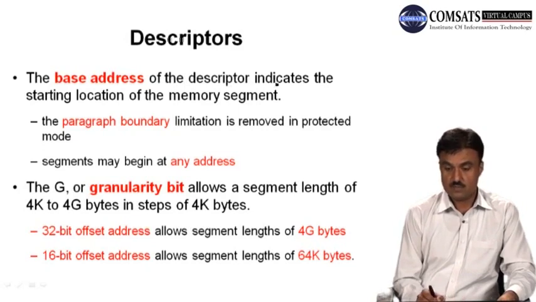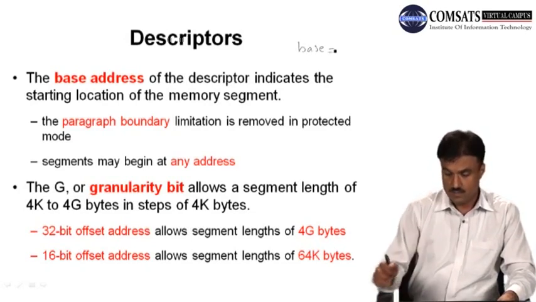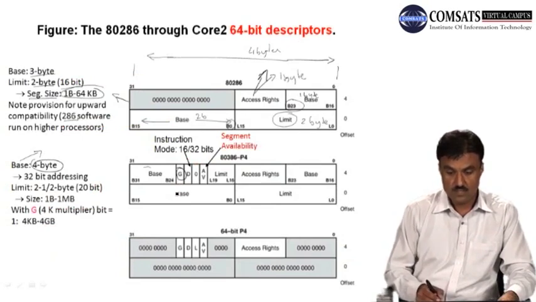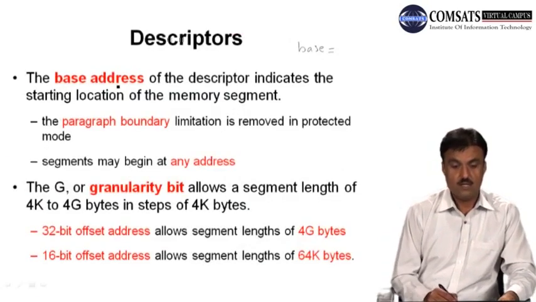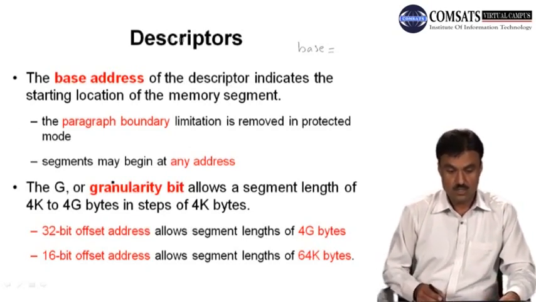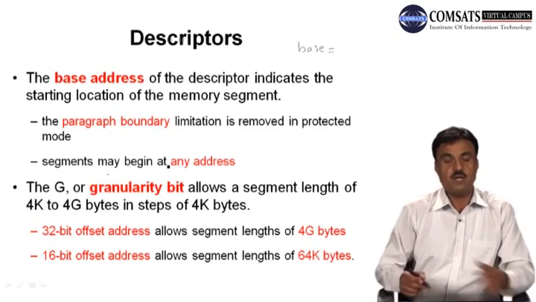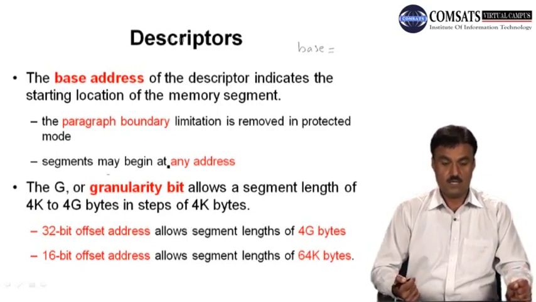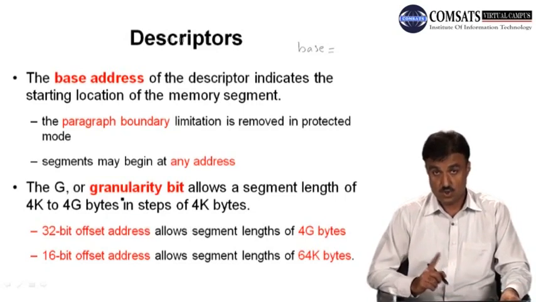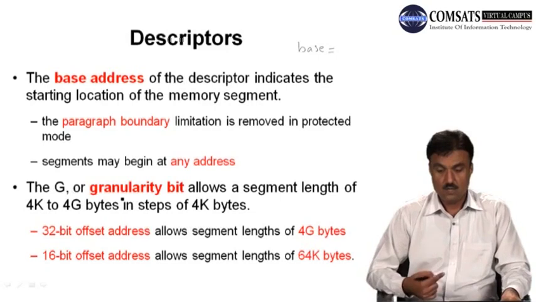The base address of the descriptor indicates the starting location of the memory segment. We saw that there was a base part in this descriptor. Here the base is 3 bytes, here the base is 4 bytes, and so on. The paragraph boundary limitation is removed in protected mode, so segments can begin at any address, but the starting location is indicated by the base address. The G, or granularity bit, allows a segment length, as we discussed, in the 32-bit and the next 64-bit for the 386 and so on.